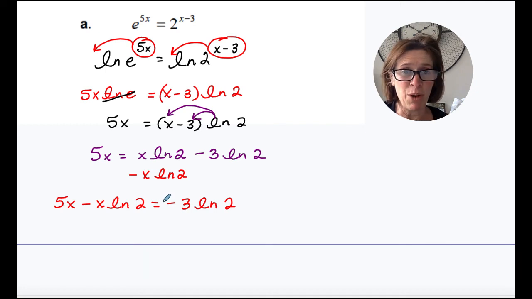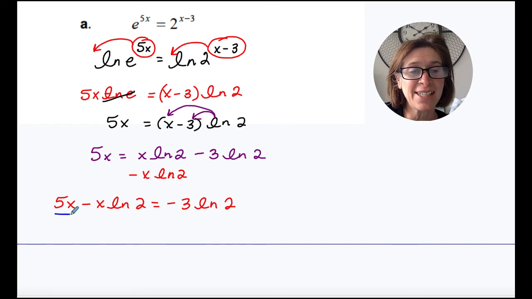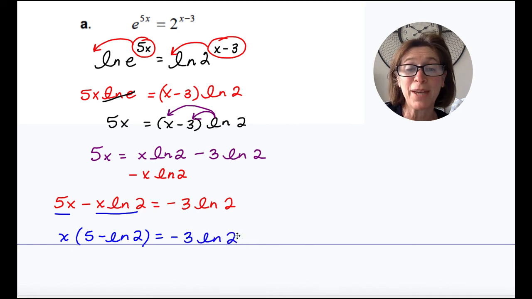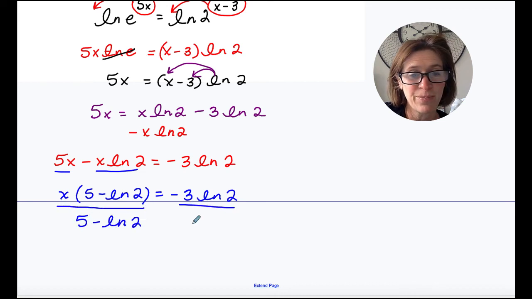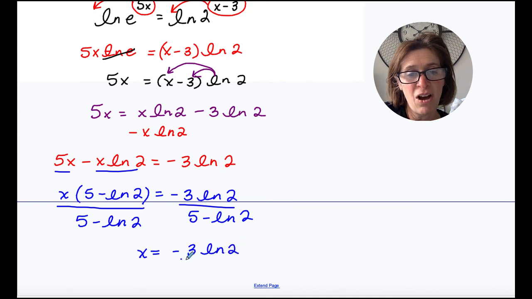All right, you might be back. You might have tried it, you might not have. But I noticed there's an x in both expressions, so I can factor it out. By factoring it out, I've made the left side of the equation a product, multiplication. So now, to solve for x, I can divide by 5 minus ln 2. So my answer would be negative 3 ln 2 all over 5 minus ln 2.